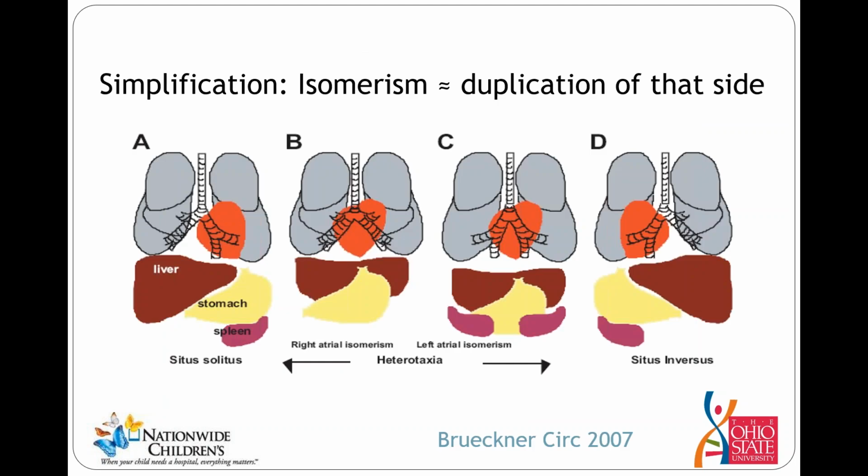So an oversimplification of isomerism is really duplication of that side. And so this structure, the A is normal, right? And so you end up with three lobes of the right lung and then 2 lobes of left lung, the heart's off to the left. You can see the bronchial branching here.